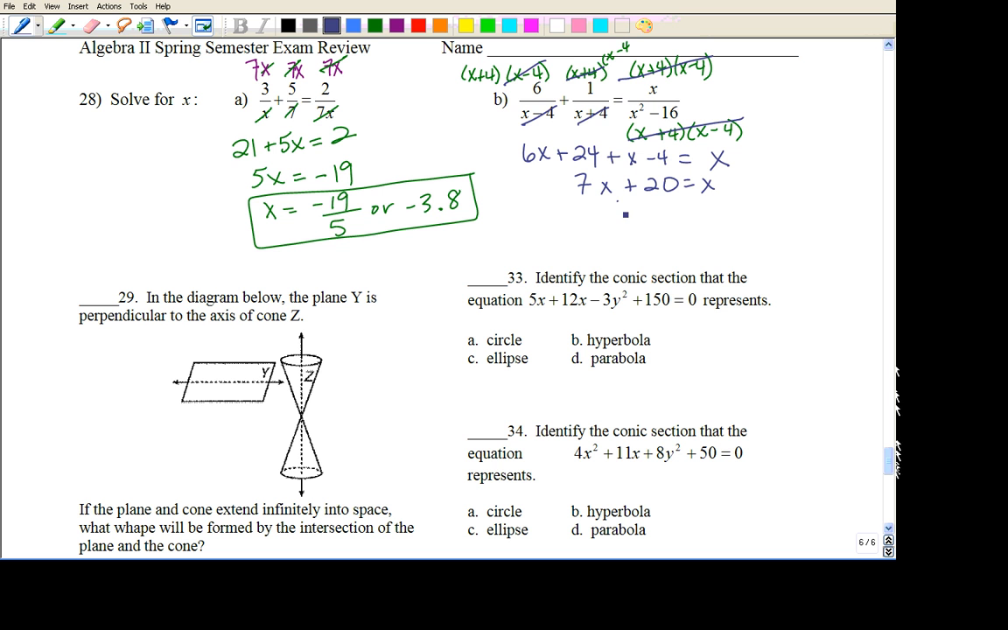If you subtract the 7x over, you'll get 20 equals negative 6x. Divide both sides by negative 6, and then you get x equals 20 over negative 6, which reduces to negative 10 thirds, or you could say negative 3.33.